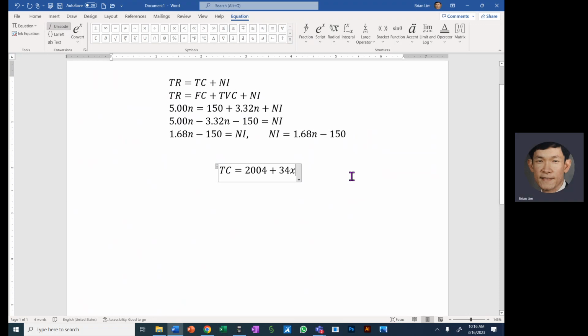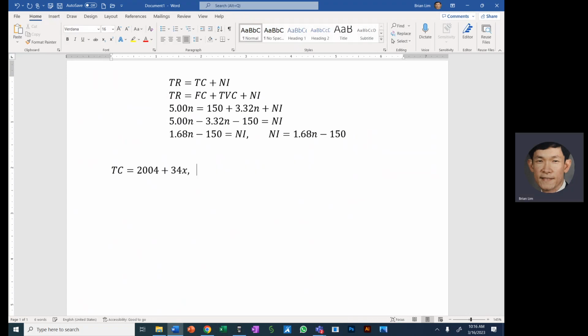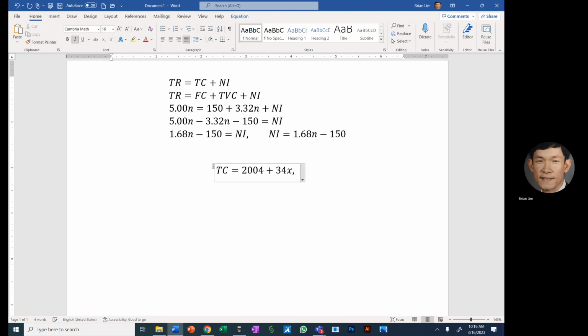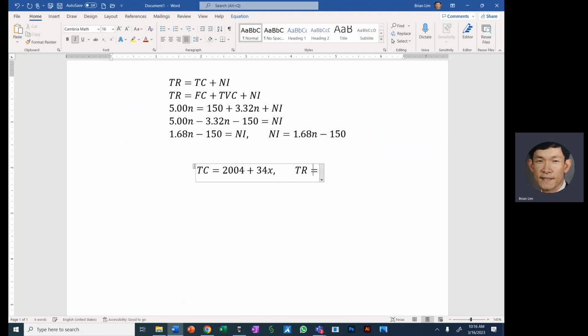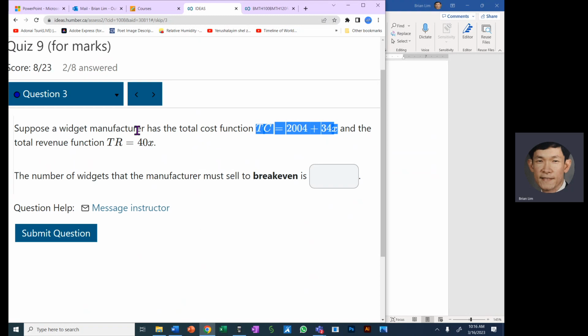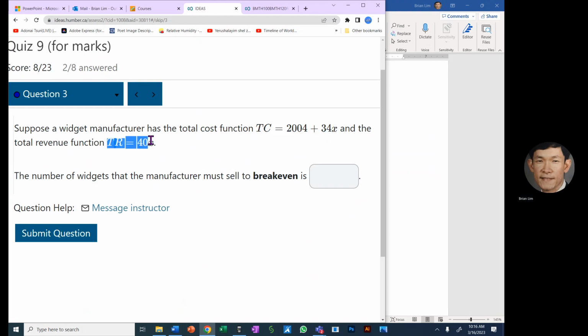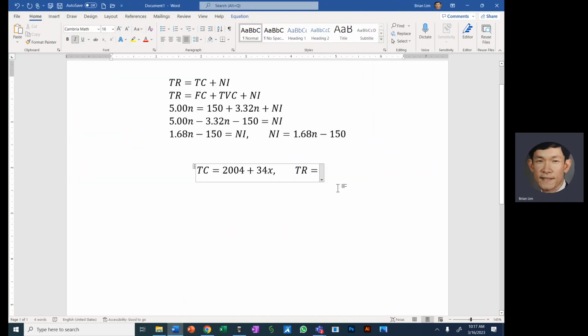All right, so that's one expression. The other expression is the, maybe we'll put it there. Oops, sorry about that. We got a little bit out of the box, you can say. All right, so the total revenue is equal to, we have a function for that, and that function is 40x. Okay, so let's go and enter that. It's 40x.